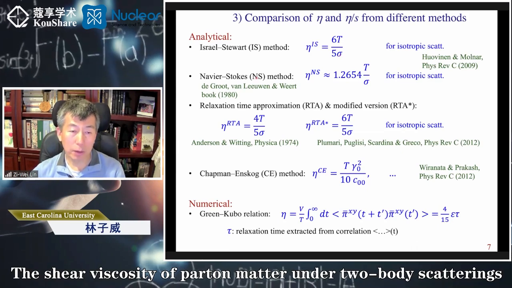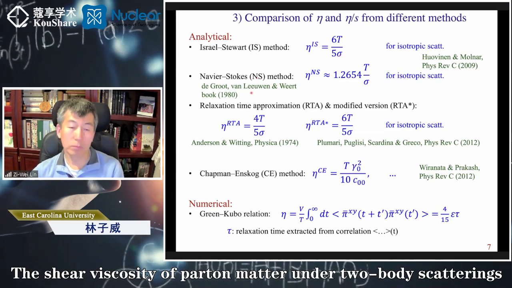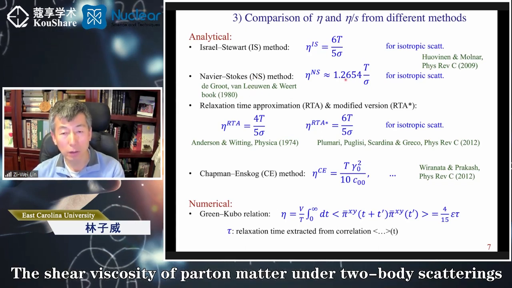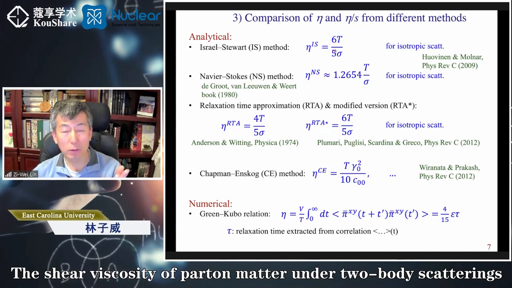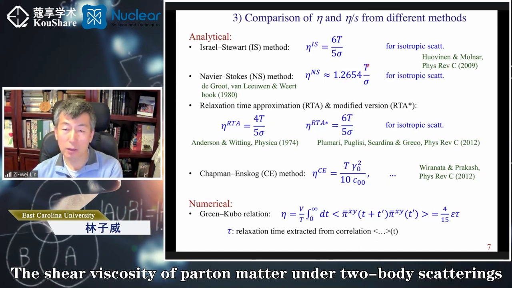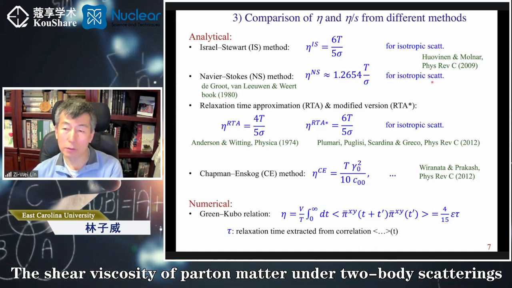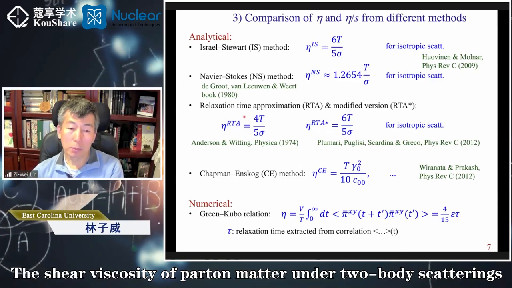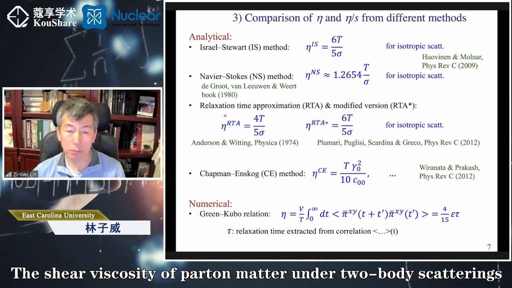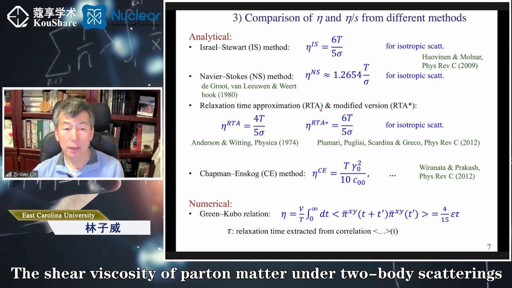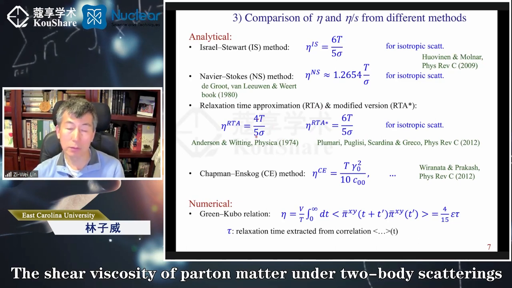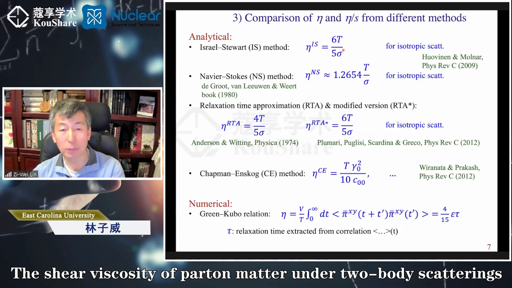And for the Navier-Stokes method, first pointed out in this paper, the eta is similar. But instead of 6 over 5, which is 1.2, it's 1.26 something T over sigma, again for isotropic scatterings. And then people have analyzed the problem using the relaxation time approximation, which we call RTA, and get the shear viscosity as 4/5 T over sigma, which is like 50% different.